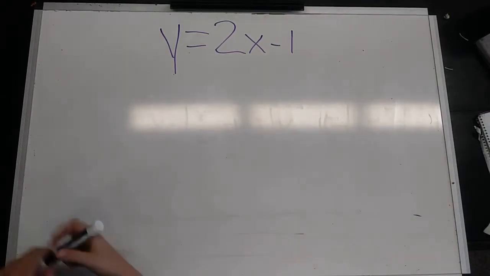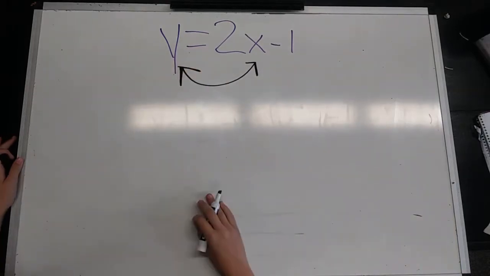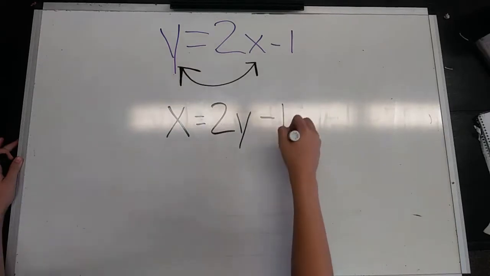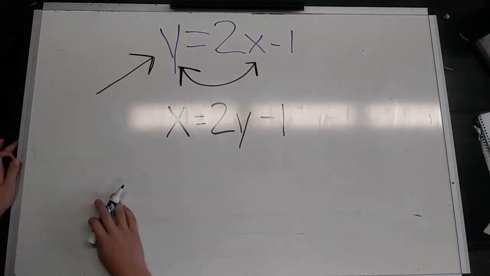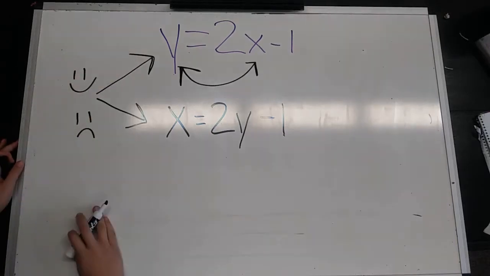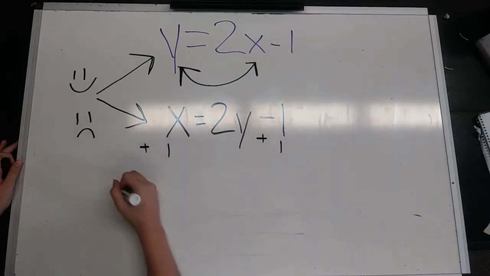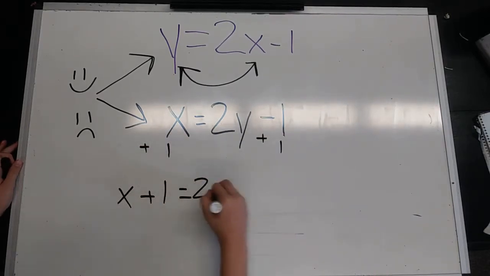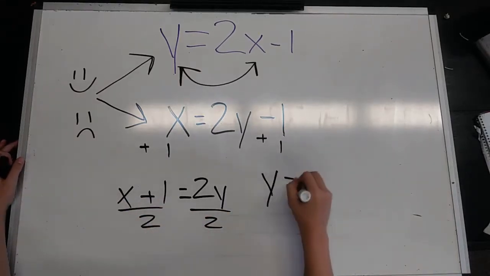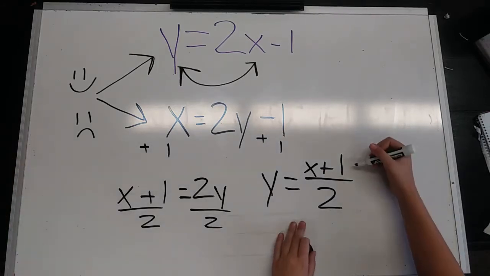My first example, y equals 2x minus 1. The first step in solving this equation would be to switch the places of the x and y. So now the equation is x equals 2y minus 1. However, in an equation you always solve for y, so we have to do that in this equation. After solving for y, we end up with y equals (x plus 1) over 2. This is the inverse function to the original equation.